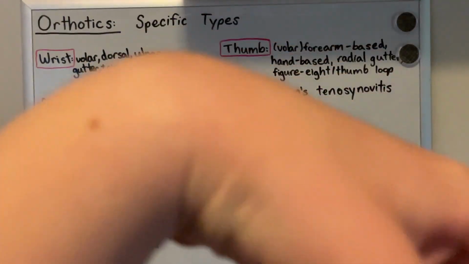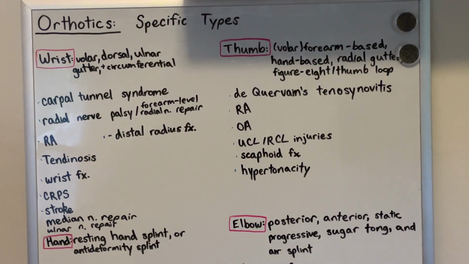Now, if you think about that wrist drop position, because that radial nerve is on the dorsal side of the hand, it has to stretch all the way across that wrist and down the hand. That could cause a little bit of pain or nerve pain for you. So you want to keep it in about 20 to 30 degrees of wrist extension for radial nerve palsy, forearm level radial nerve repair.